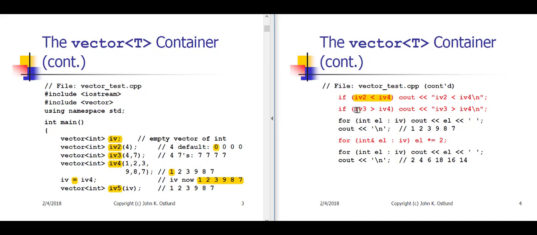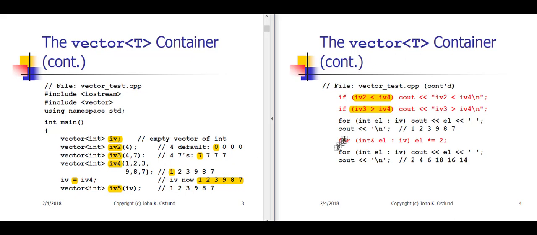Likewise, in this next comparison, we're testing whether IV3 is greater than IV4. Now, IV3 has a first element of 7. IV4 has a first element of 1. So in this case, we conclude that IV3 is greater than IV4 because the 7 is greater than the 1.